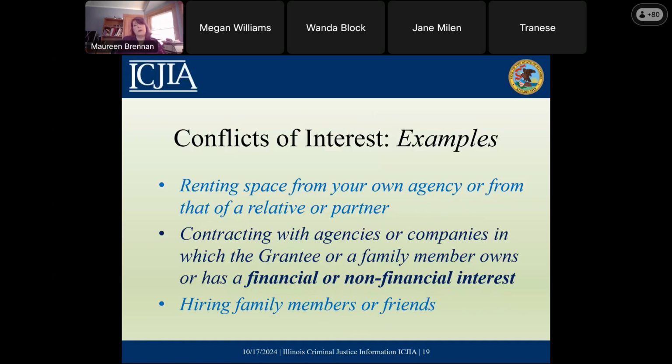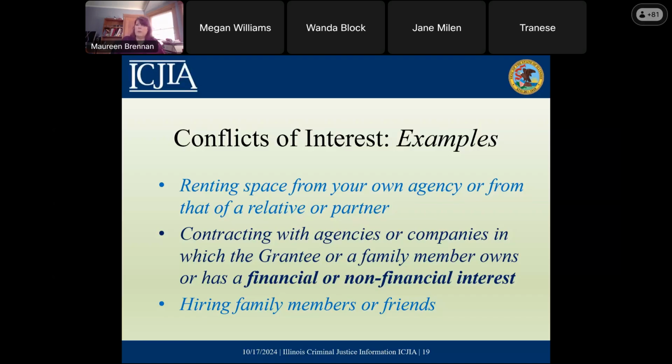So here are the most common conflict examples that we see. You can't rent space from your own agency or from that of a relative or a partner. You can't contract with agencies or companies in which you, or the agency, or the principal decision makers in that agency own or have a financial or non-financial interest. So you can't contract with them. And of course, hiring family members or friends always raises a red flag as well.